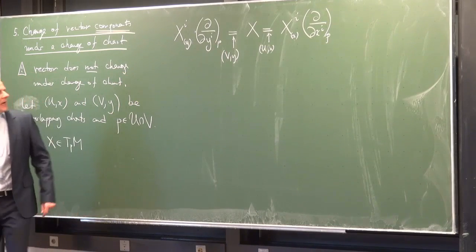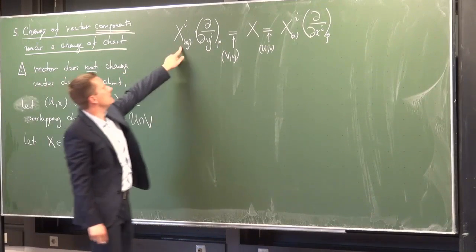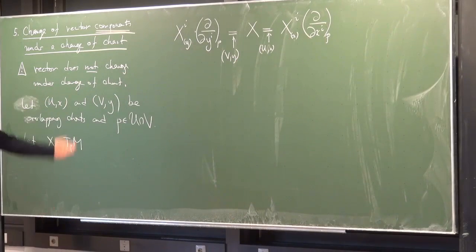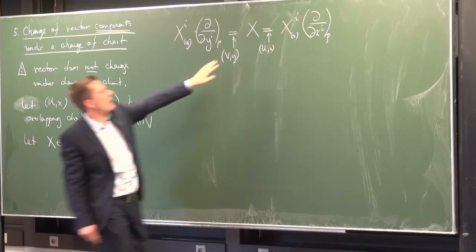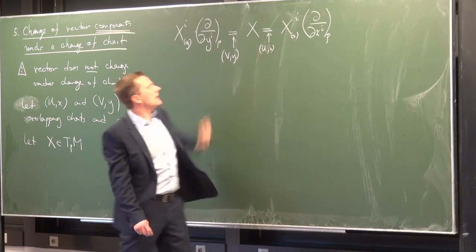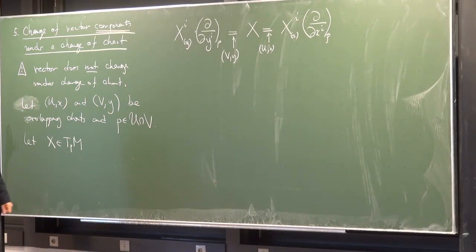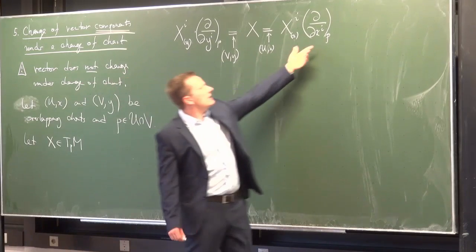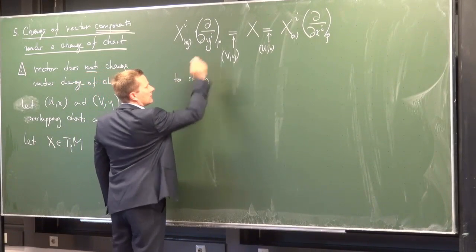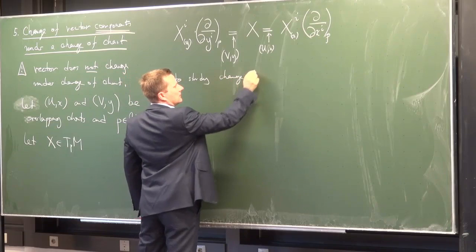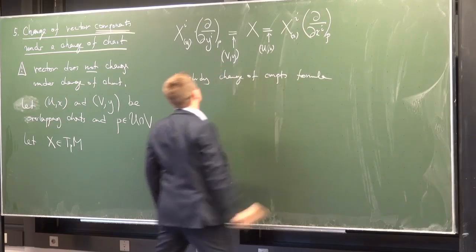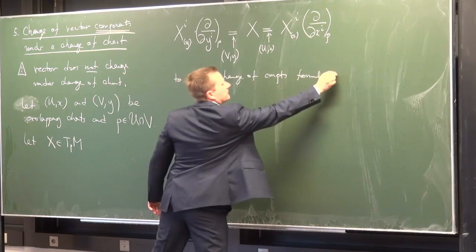All right? And the question is, how are these components related to those components? And you know there is a relation because the abstract object in the middle is invariant under this. And now we look how this goes. Well, let's simply start with this object. So in order to study the change of components formula, or to derive it, consider the following.